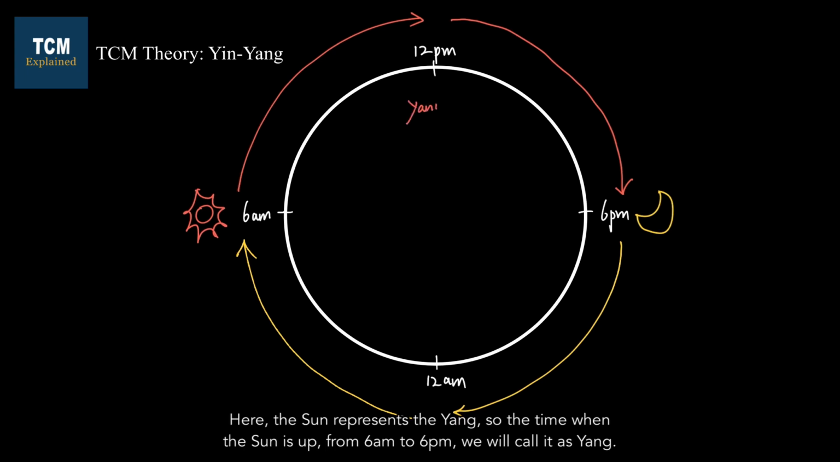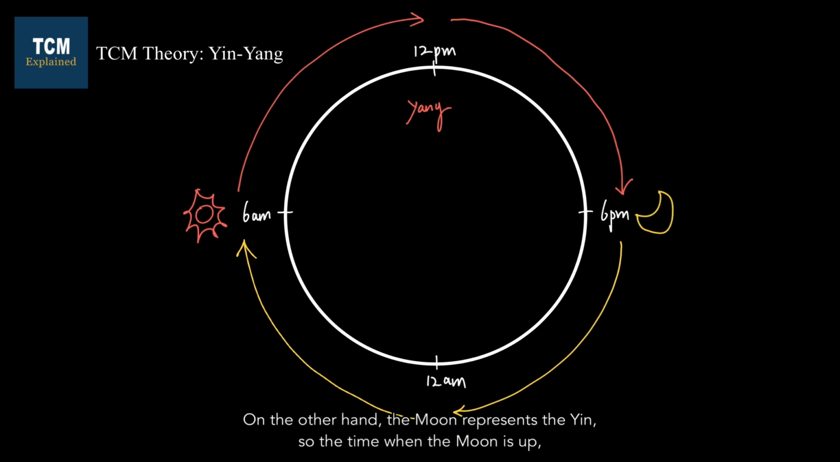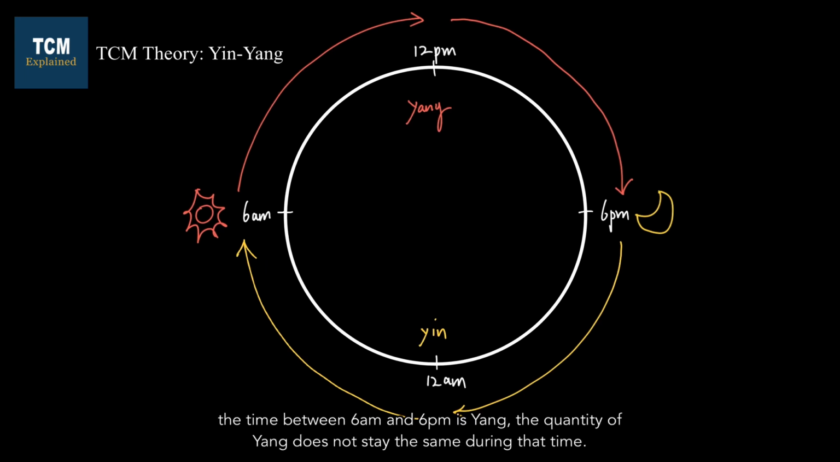Here, the sun represents the yang, so the time when the sun is up from 6 a.m. to 6 p.m., we will call it as yang. On the other hand, the moon represents the yin, so the time when the moon is up from 6 p.m. to 6 a.m., we will call it as yin. But we need to understand that even though the time between 6 a.m. to 6 p.m. is yang, the quantity of yang does not stay the same during that time.